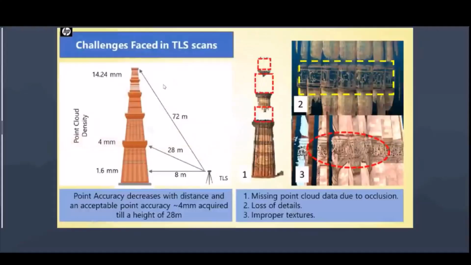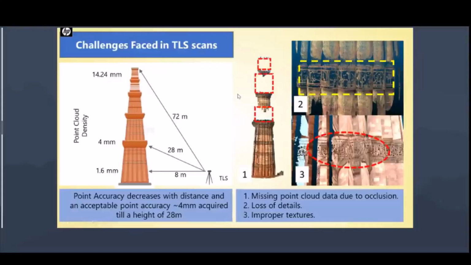Now you see, the Minar was a high monument, it had considerable height. So the laser scanner gave us a very dense point cloud in the lower parts, but was not so successful in the higher stories, the top stories, where there were lots of gaps, even though the instrument is capable of giving a very dense point cloud. So there were missing point clouds, loss of details, and very improper textures. This was a challenge.